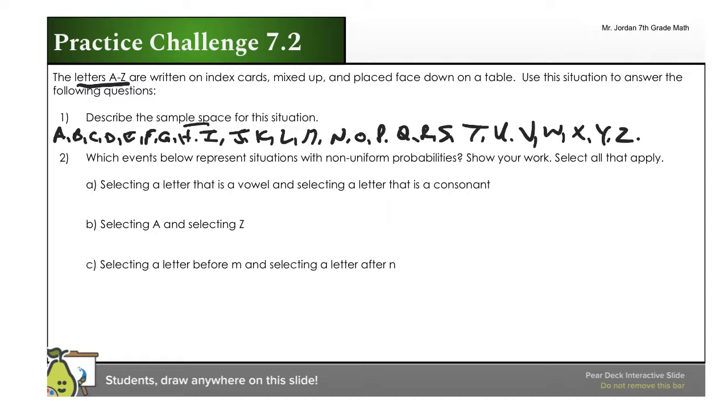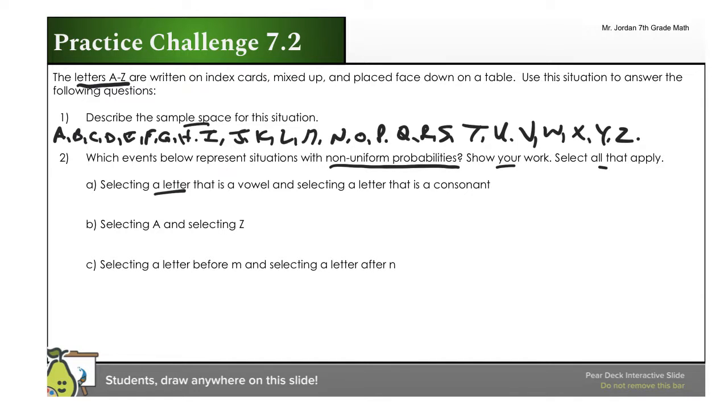I do find it helpful to actually write it out in order to answer some of the questions, because then you can look at the sample space and count and figure out the probability a little bit easier. So which events below represent situations with non-uniform probability? That is the same as our other questions. Show your work, select all that apply.